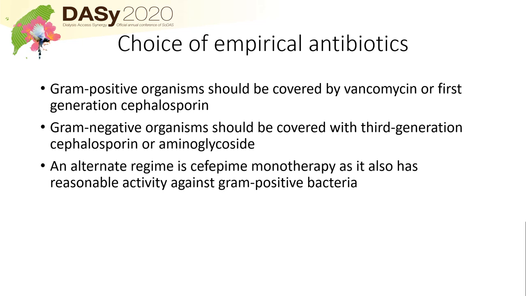For gram-negative organisms, they should be covered with third-generation cephalosporin or aminoglycoside. However, we have to bear in mind that extensive use of aminoglycoside may cause emergence of resistant microorganisms. So the local center should monitor the resistant pattern regularly and adjust the empirical antibiotics accordingly. An alternate regimen is cefepime monotherapy, as it can cover both the gram-positive and gram-negative organisms.